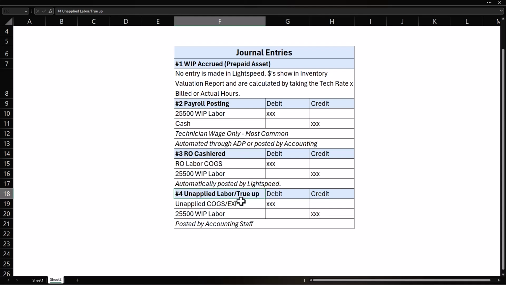It is not applied to labor. It is either training expense, meetings, or inefficiencies, or different mapping problems where the tech rate wasn't in there, or it was at the wrong rate, and different things. But this is the true up that makes sure that our WIP balance, our prepaid asset value, is accurate, and that cost of goods or the expense relative to the technician is being taken in the right period.